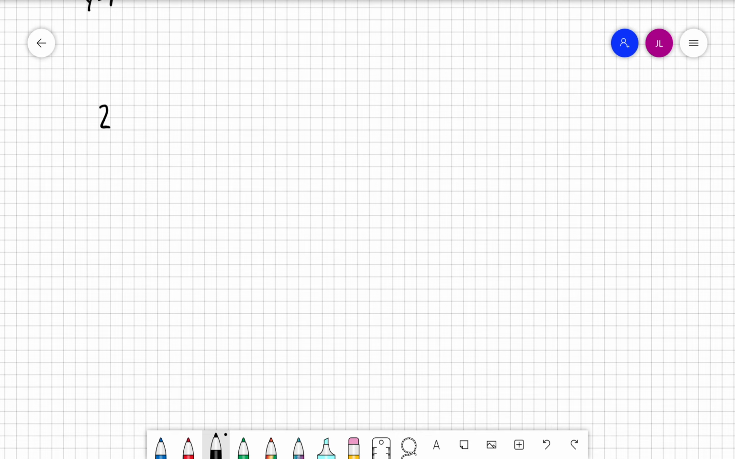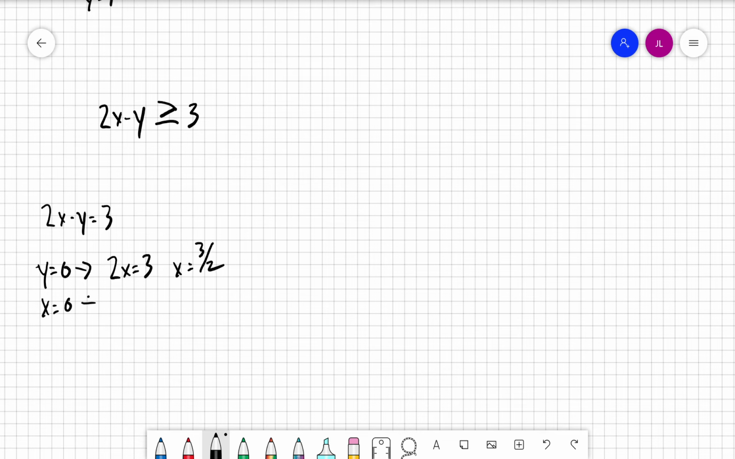So let's look at 2x minus y is greater than or equal to 3. While looking at this, remember we want to think of this as 2x minus y equals 3 to get our intercepts. And now we can do this. We can say, okay, if y is equal to 0, we get 2x equals 3, x is equal to 3 halves. When x is equal to 0, we get negative y is equal to 3, y is equal to negative 3. So we've got intercepts here on the x and the y.